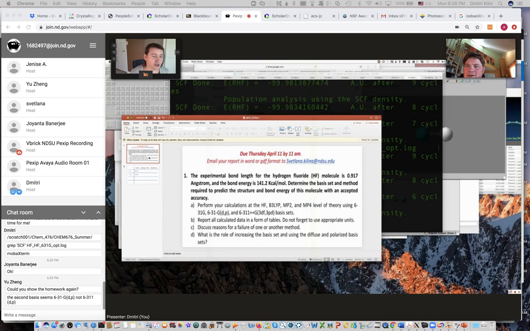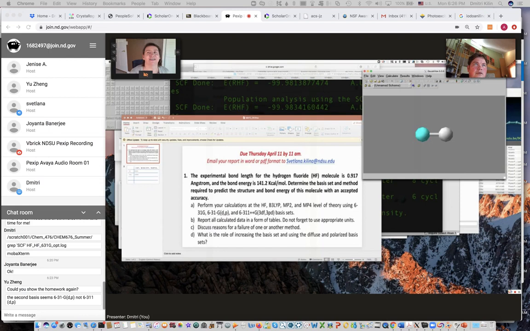But we are making it, right? So let's make it 6-31G d,p. And then the last one would be 6-311++G, and then double stars, or d,f,p.